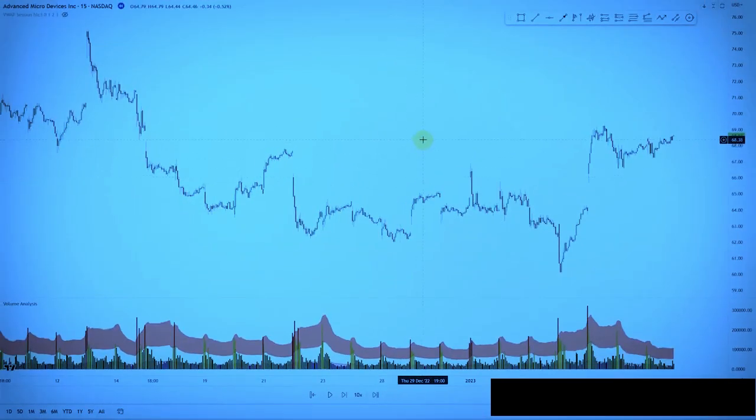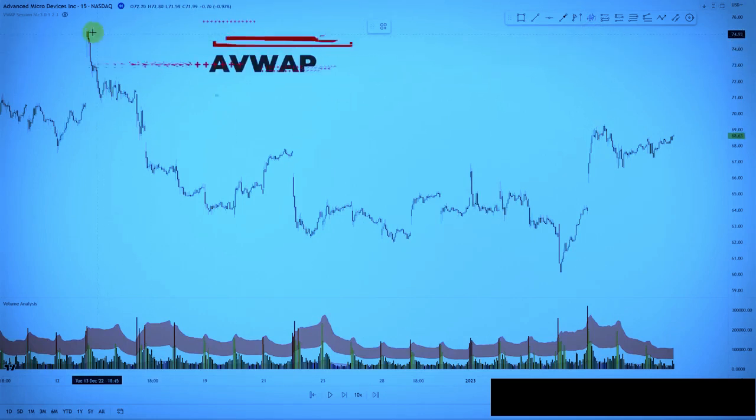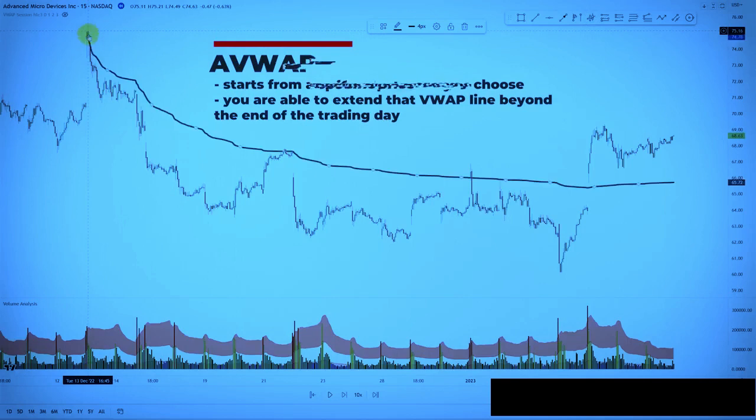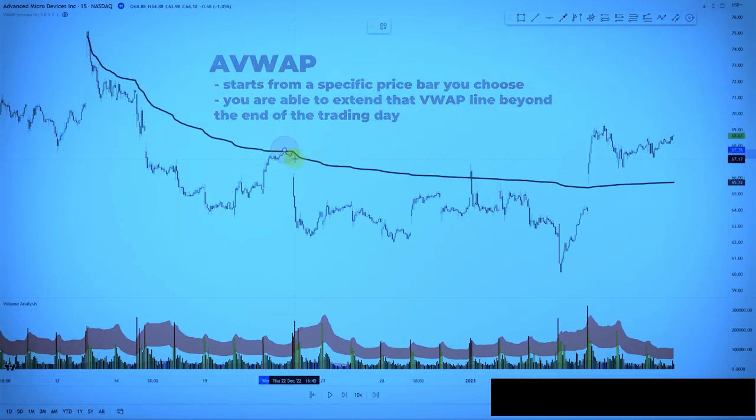Anchored VWAP is another variation which has an edge over the default version. I'm using TradingView, and you can find the anchored VWAP in Trendline Tools. The anchored VWAP ties its calculations to a specific price bar you choose. Default VWAP always starts with the first bar of the day and ends with the final bar of the day. But in some situations, you would prefer to analyze the VWAP line based on another starting point and be able to extend that VWAP line beyond the end of the trading day.